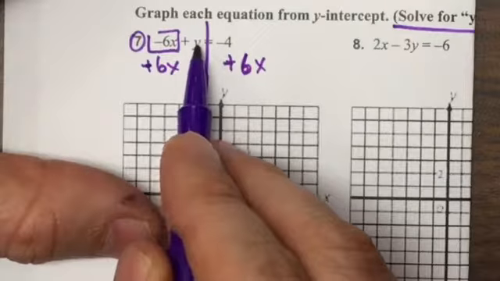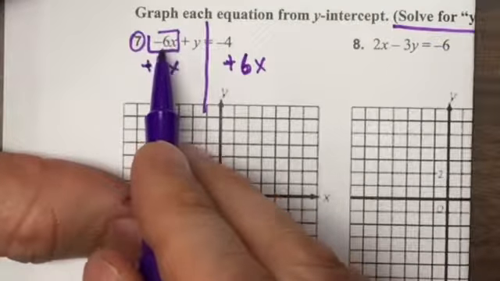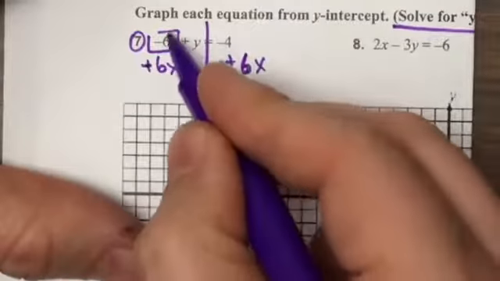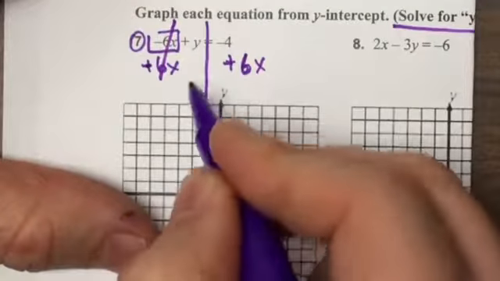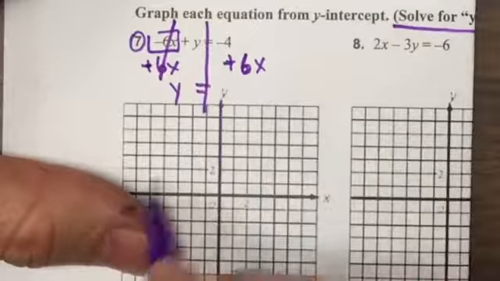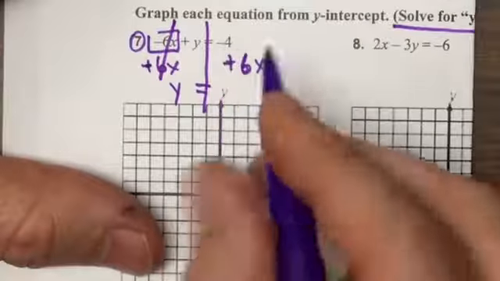So to get y by itself, I do opposite math with my negative 6x. That's plus 6x on both sides. This cancels, and I rewrite the problem. I have y equals 6x minus 4.